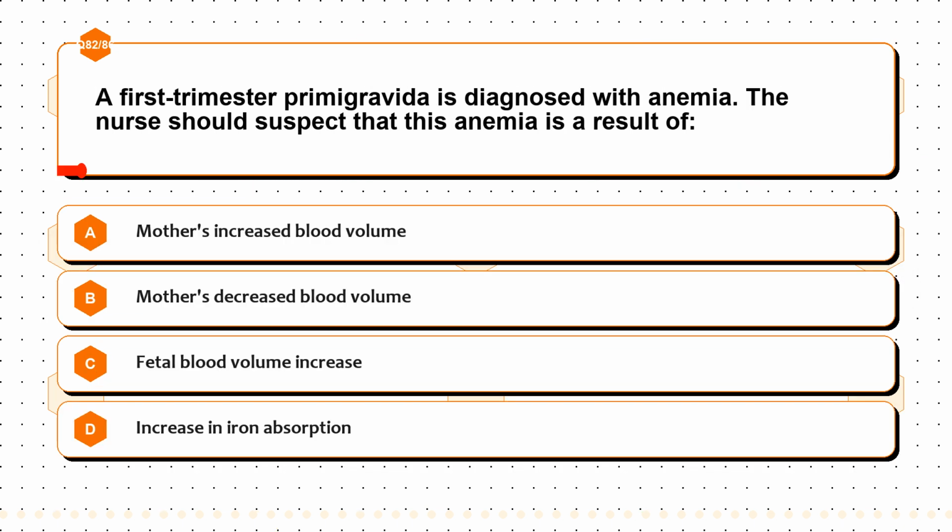Question 82. A first trimester primigravida is diagnosed with anemia. The nurse should suspect that this anemia is a result of, here are the options. Option A. Mother's increased blood volume. Option B. Mother's decreased blood volume. Option C. Fetal blood volume increase. Option D. Increase in iron absorption.